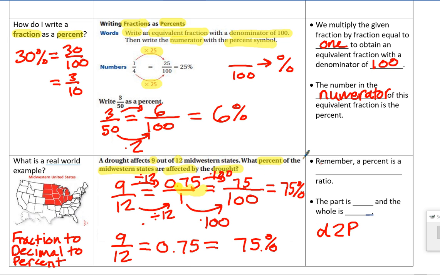Okay, remember, a percent is a ratio. A percent is an equivalent ratio. That's all it is. It's just another ratio that just has 100 in the denominator. The part is 9 and the whole is 12. And then, of course, we showed how we did the different ways to get from 9/12 to 75%.